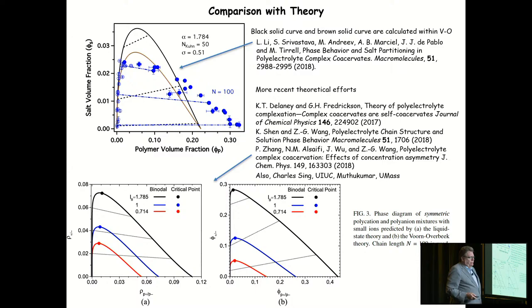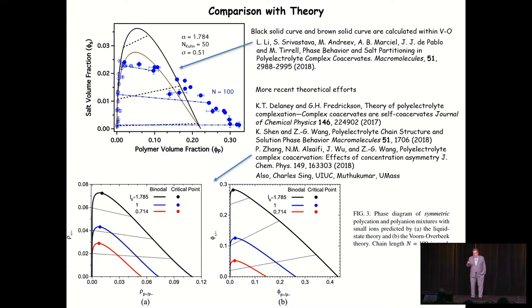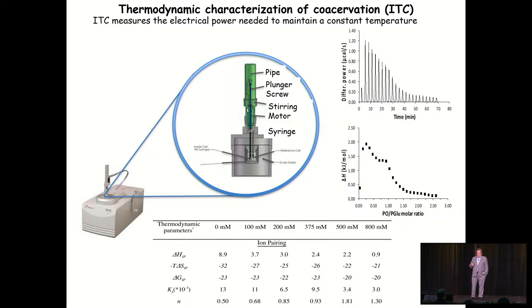I should have pointed out, and you can see it on this plot, there are error bars, both horizontal and vertical there. Lu Li measured the polymer and salt concentration 10 times for each of those data points, and in some cases, the error bars are smaller than the size of the data points that we've used. So I think it's worthy of theoretical attention.